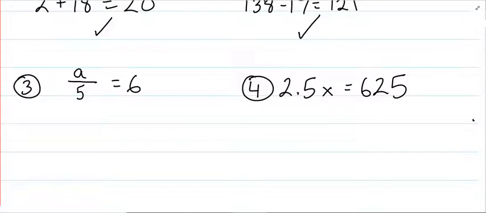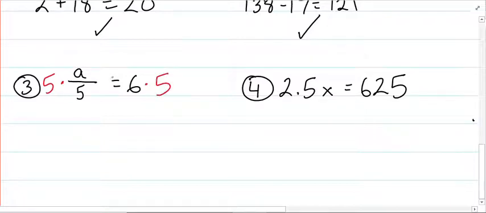All right, so to solve these, I'm going to do the opposite operation. A over 5 is the same thing as A divided by 5. And the opposite of dividing is multiplying. So I'm going to multiply to get rid of this. Always multiply by the bottom number. I'll multiply by 5. And I need to multiply by 5 on the right side also. Now, A over 5 times 5 is just A. Bring down the equal sign. 6 times 5 is 30. My answer is A equals 30.